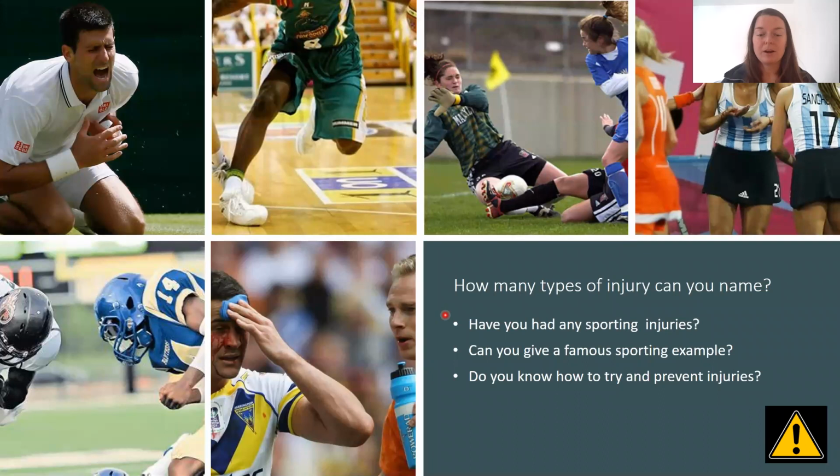So have a think about how many injuries can you name? In the pictures in front of you, you can see some examples of different sports. Could you name the different injuries? Could you give any famous sporting examples, not just the ones here, but have you seen or heard of others before? And do you know how to try and prevent injuries from happening? So they're the things we're going to be thinking about going forwards. On the next slide, we are going to look at some examples of injuries and see if you can guess what they are.